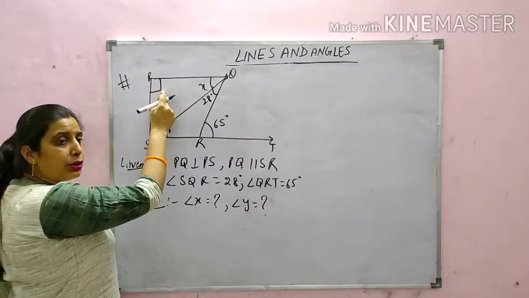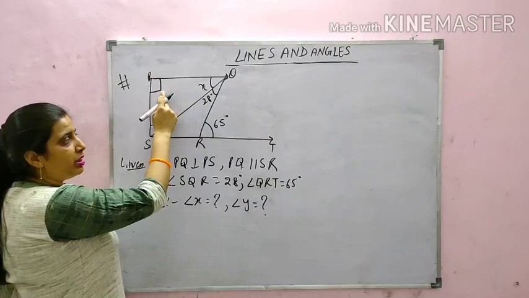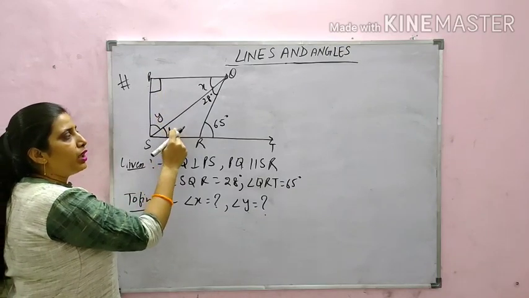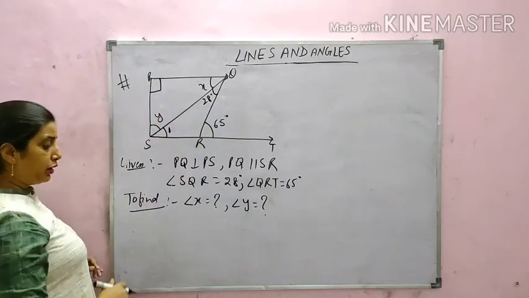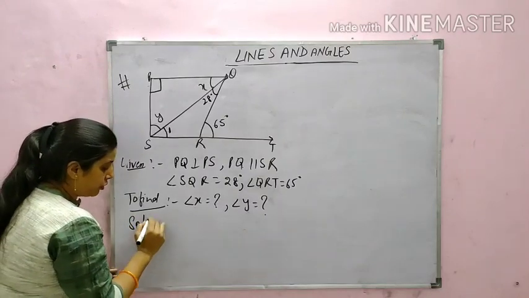It will be a co-interior angle. It means co-interior angle means 90 plus y plus 1 equal to 180 degree. Sorry. Now see the solution.